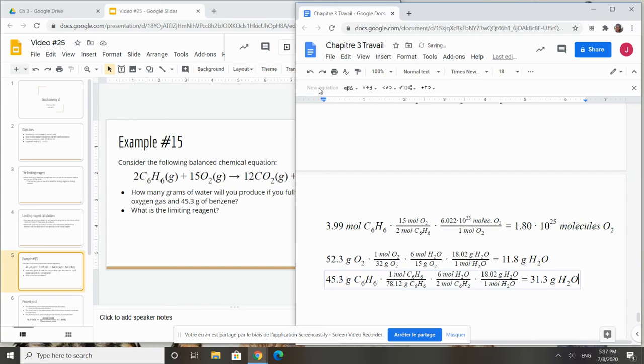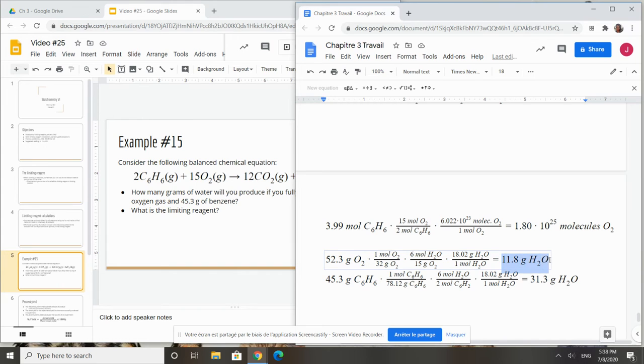So just some things to note here. Your last fraction is always going to be the same. So 18.02 grams of H2O for both of them. The last fraction will always be the same because your final unit has to be the same. Otherwise, you're comparing apples and oranges.